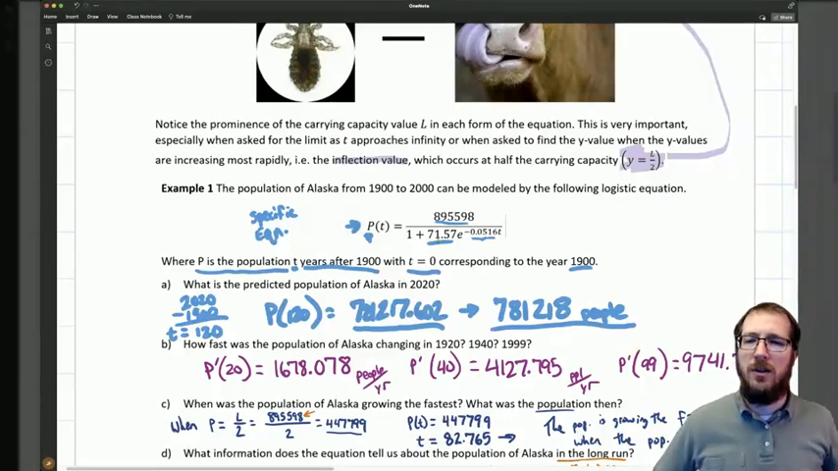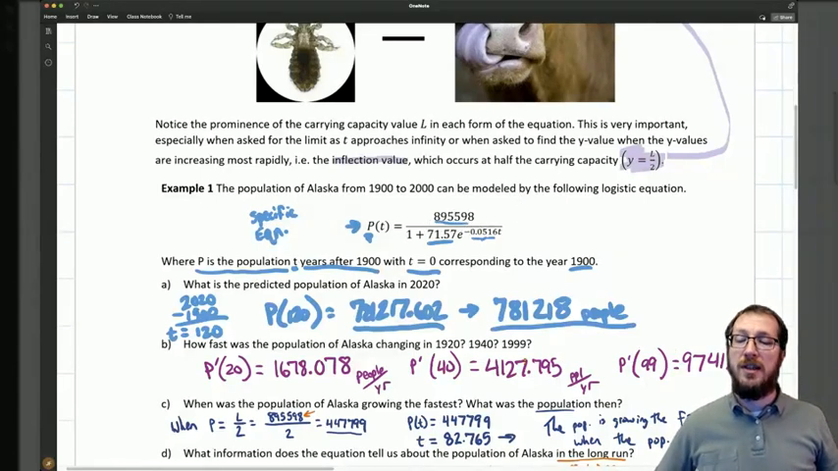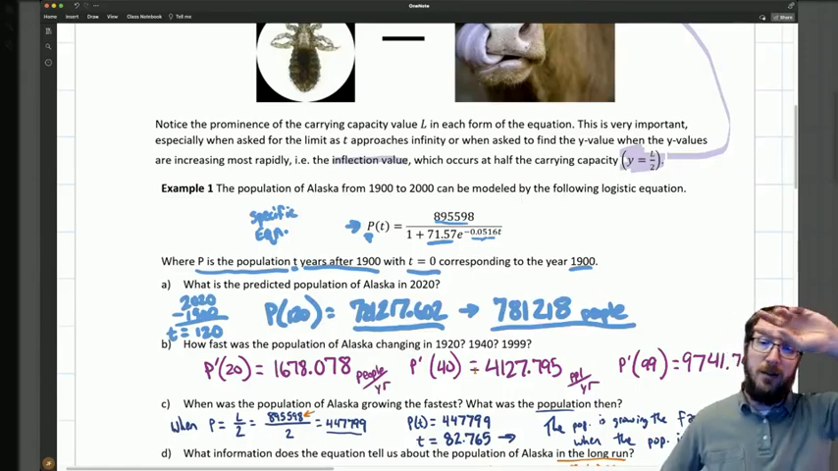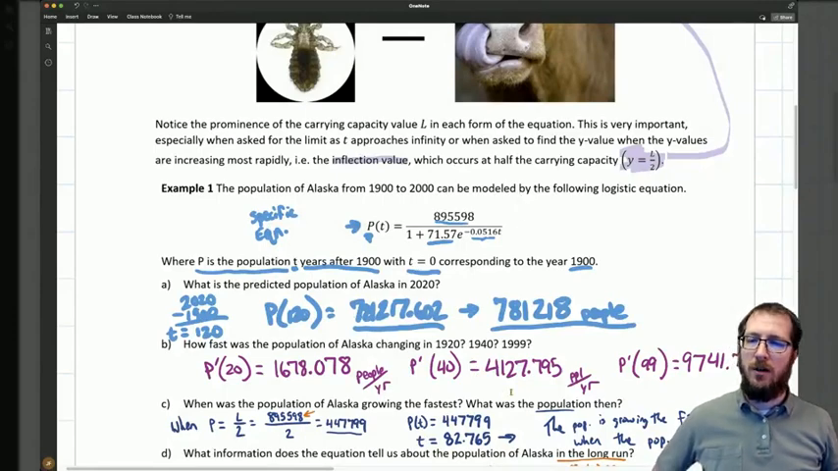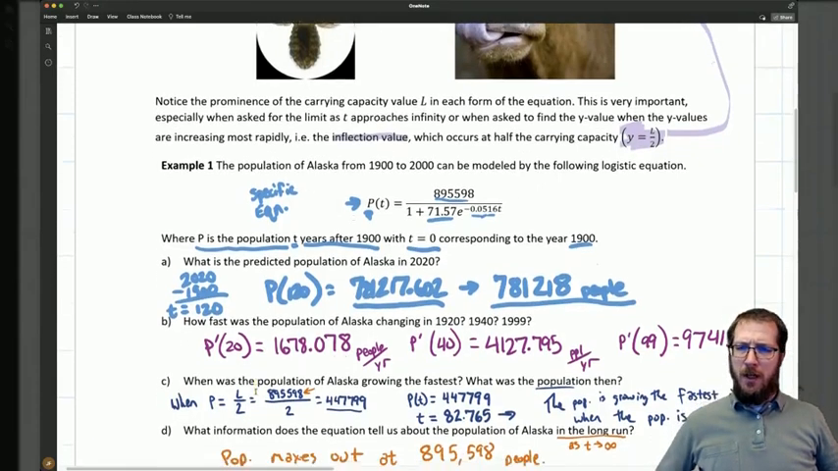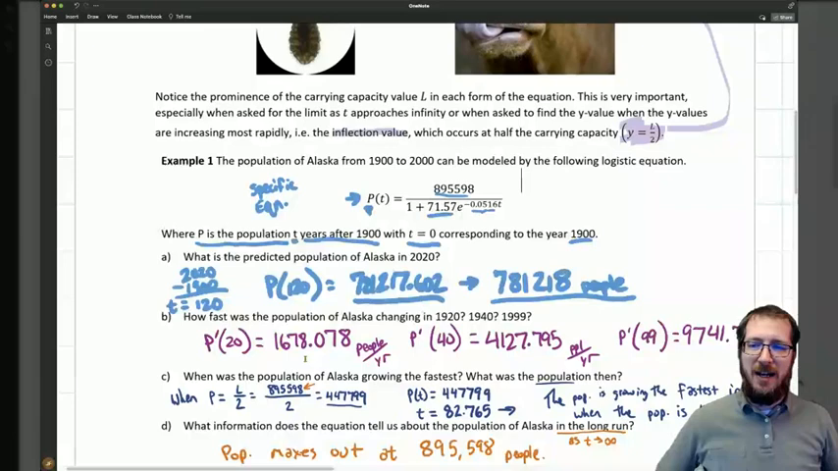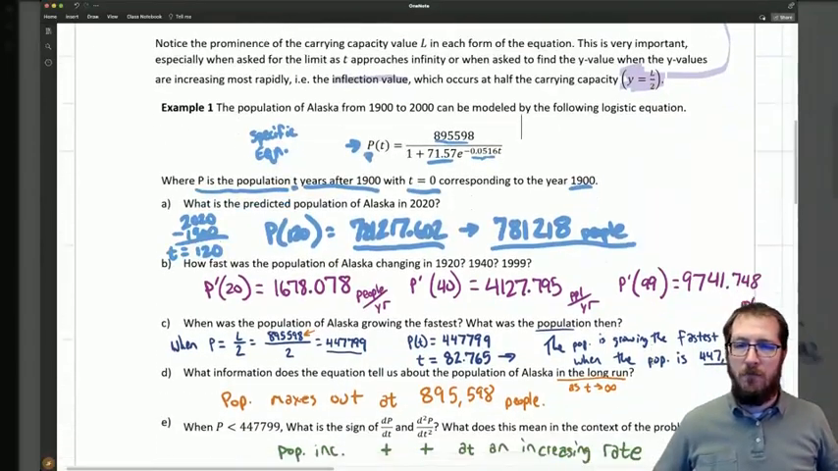Now check that. You shouldn't get a number close to that. That's the actual population. But you should see the rate changing, and it actually kind of flatten out. It'll minimize if you're plugging in actually thousands of years in the future. It should approach zero. Okay. So we can see the rate changes quite a bit between 1920 at 1,678 people per year versus 99 of 9,741 people per year. All right, it's a big difference.